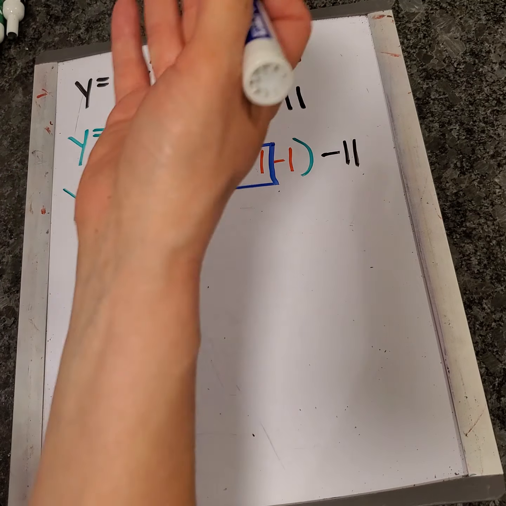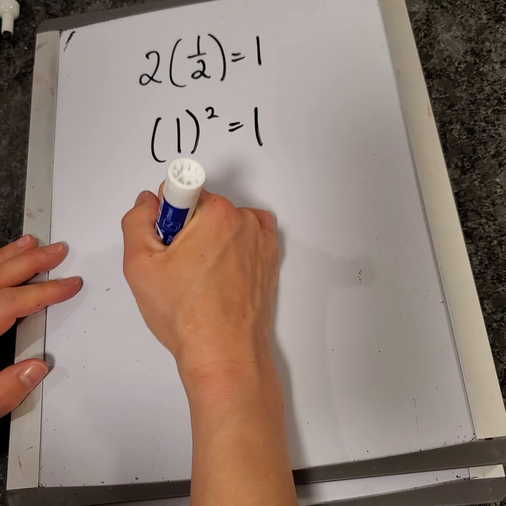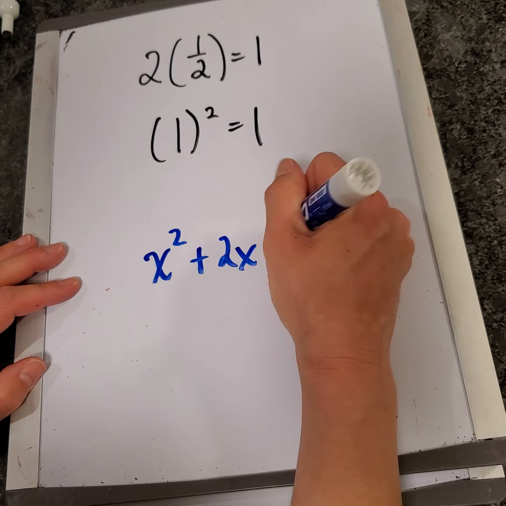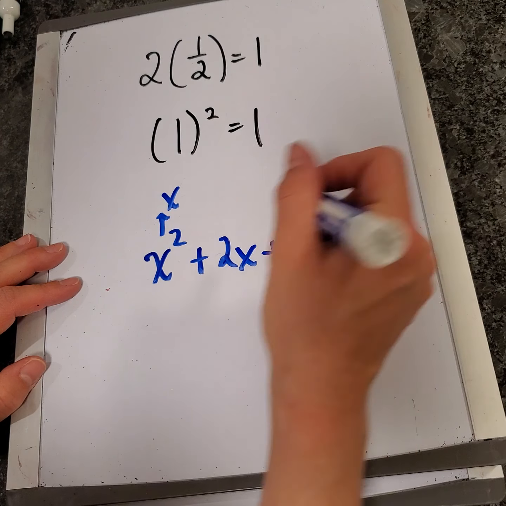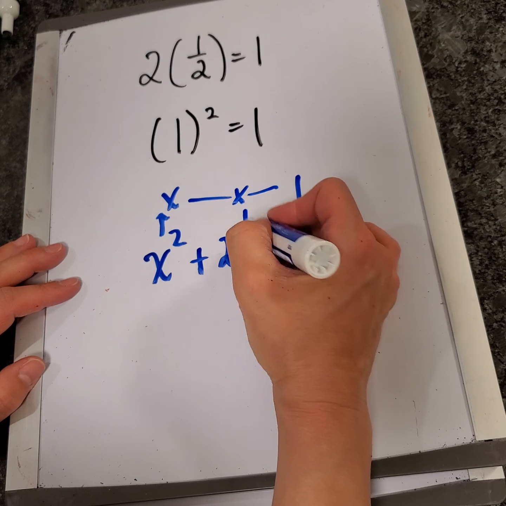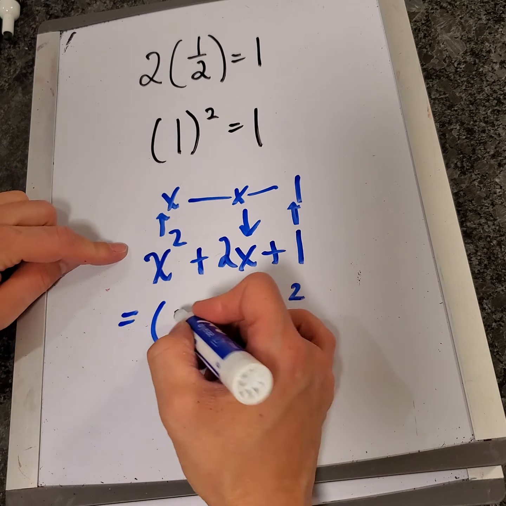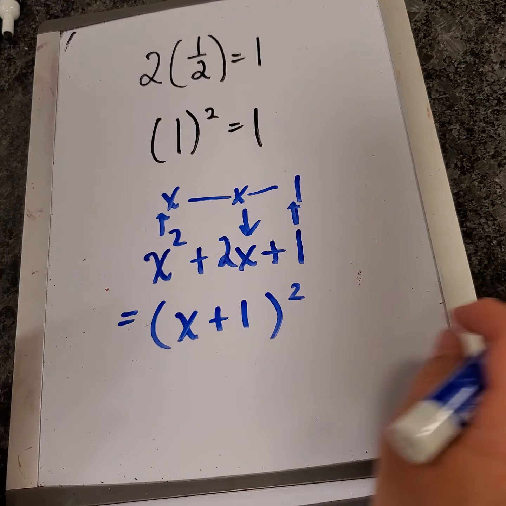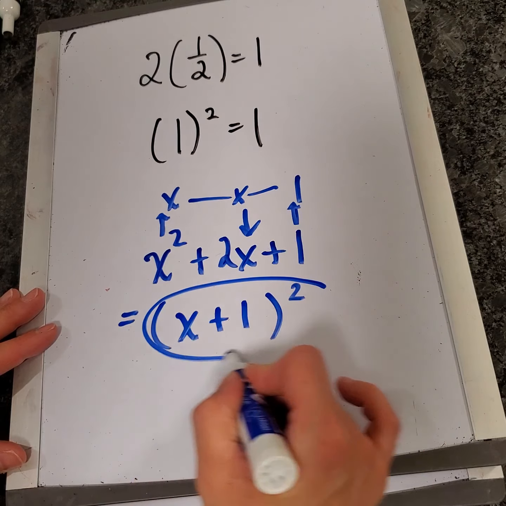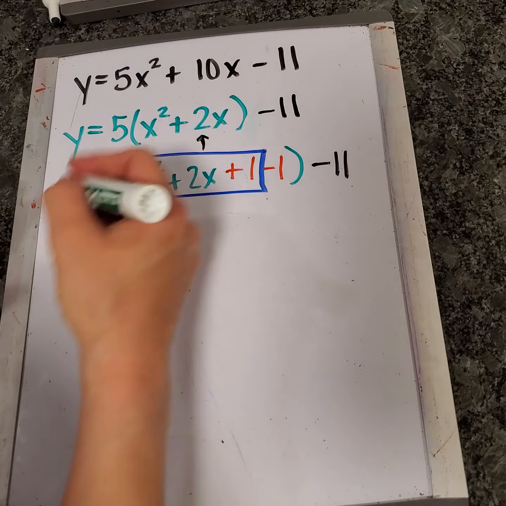Okay, and again, I'm going to use that board to prove that to you. X squared plus 2x plus 1. Square root of that is x. Square root of that is 1. X times 1 is x. Double it, get 2. This is just so fun. So I get x plus 1. Okay, so I'm going to replace that perfect square trinomial with the factored version of that perfect square trinomial.